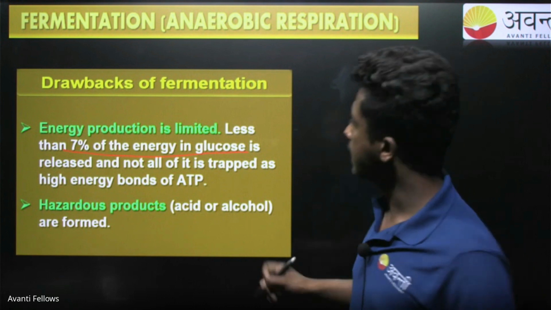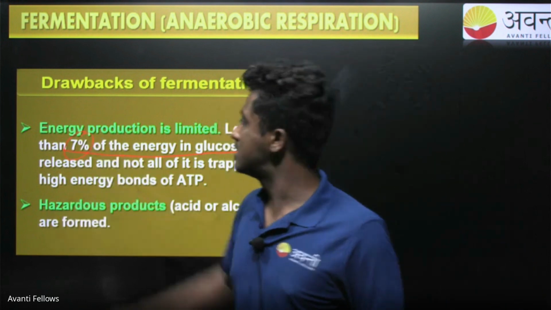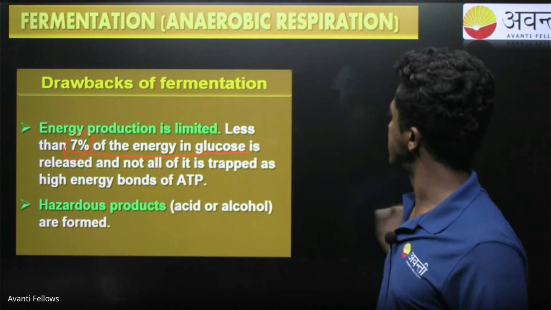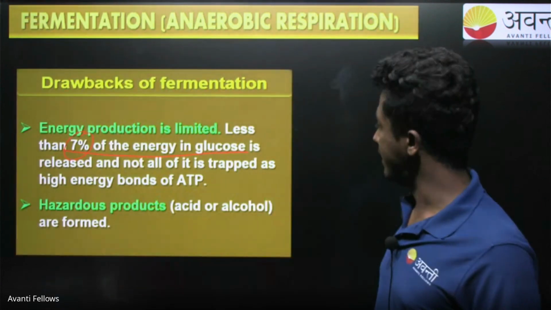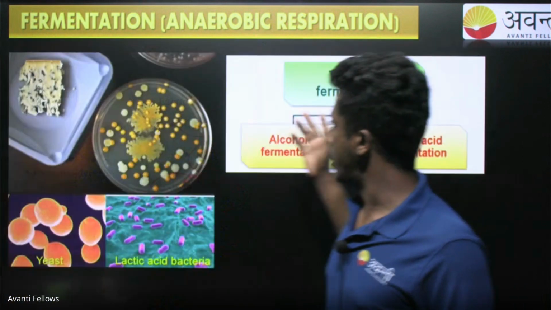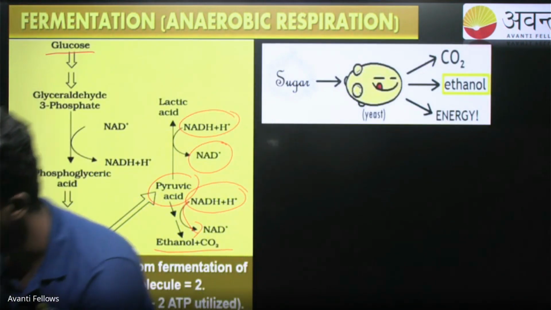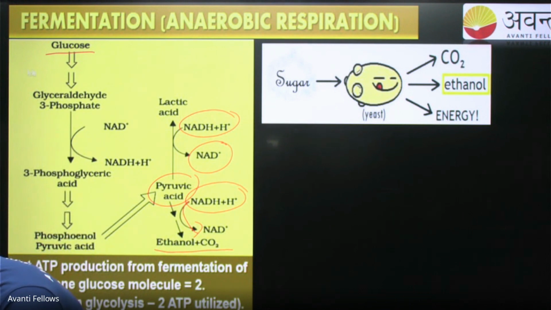That is the first thing. The second thing is that we have very little energy production in the fermentation process, which is only 7% of the total yield. Clear? So we have two important processes: lactic acid fermentation and ethanol fermentation, which are the two important processes that happen during anaerobic reactions.